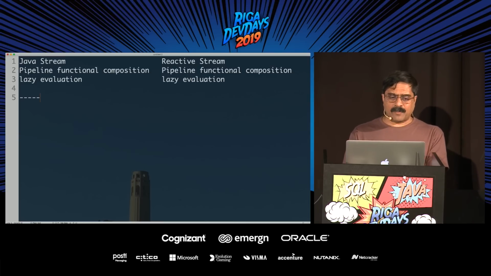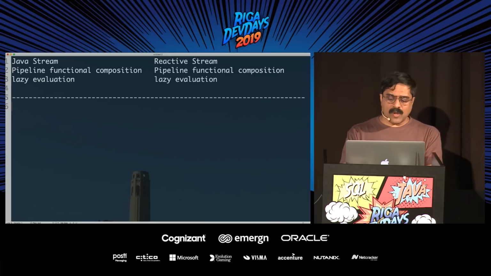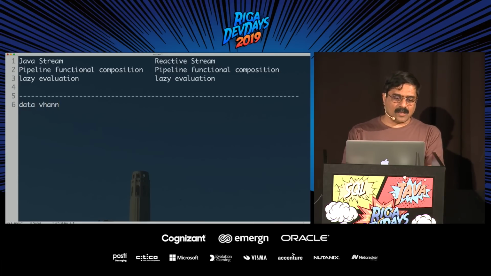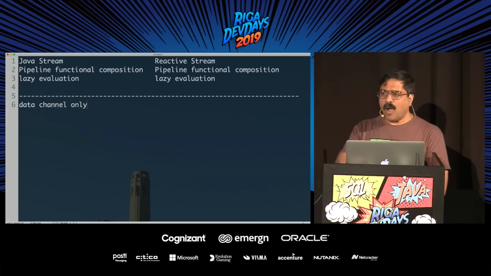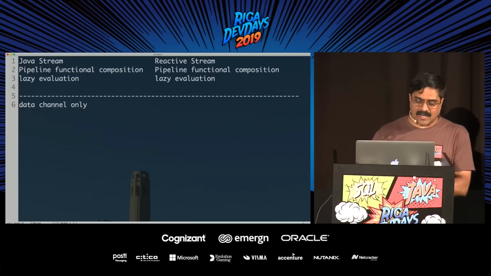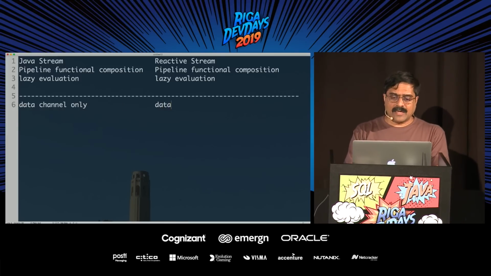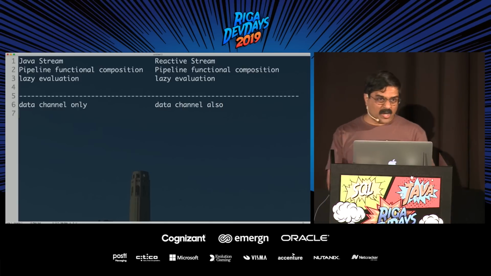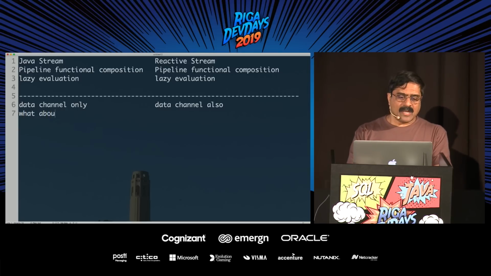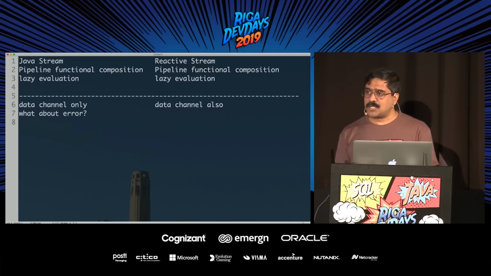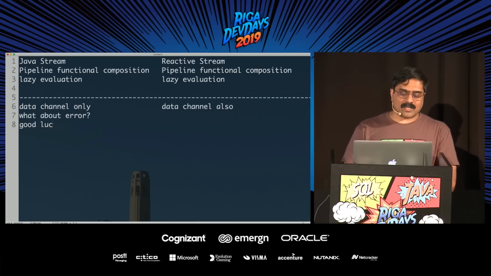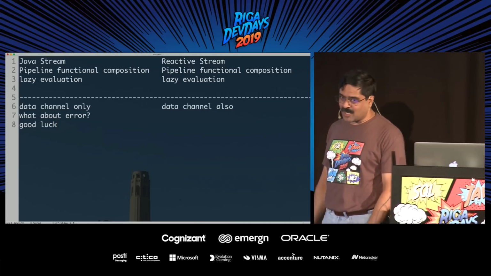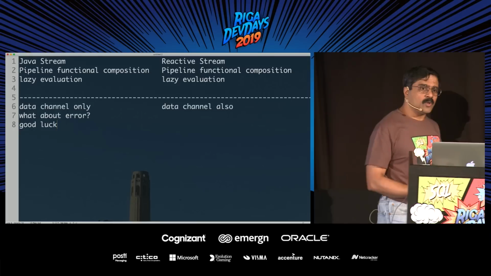So what happens further down? In the case of a stream, you have a data channel only. So all you transmit in a Java 8 stream is data. And in the case of reactive stream, a data channel also. We'll understand what that means in just a minute. But the most important question to ask is, what about errors and exceptions? Well, I can answer that question in two English words for Java 8 stream, and that is: good luck. Because if your code blows up, it causes havoc. There is no real good way to deal with it.